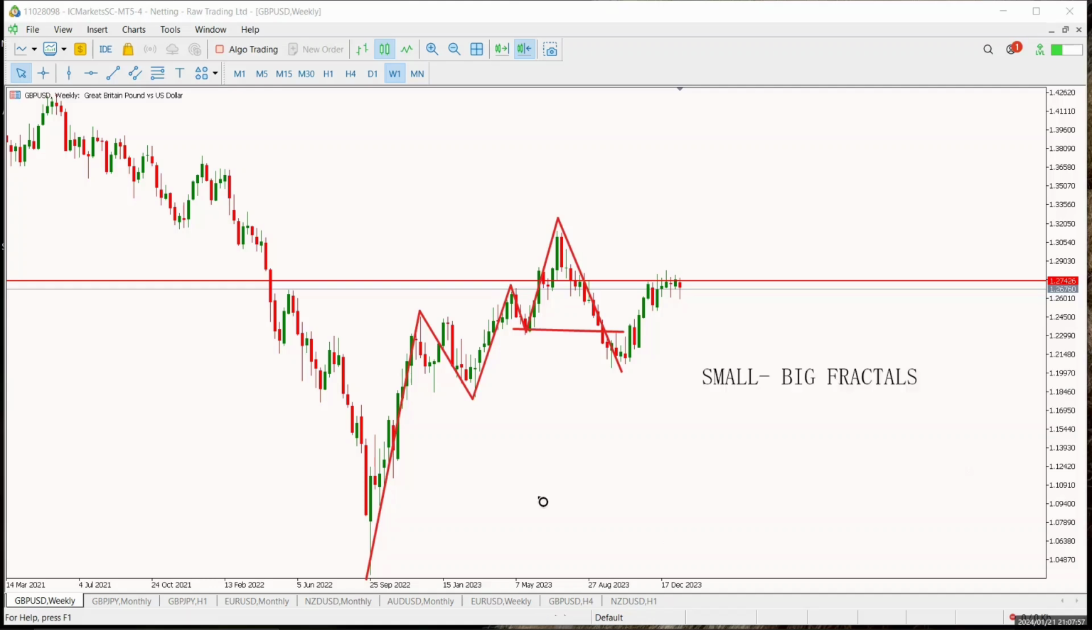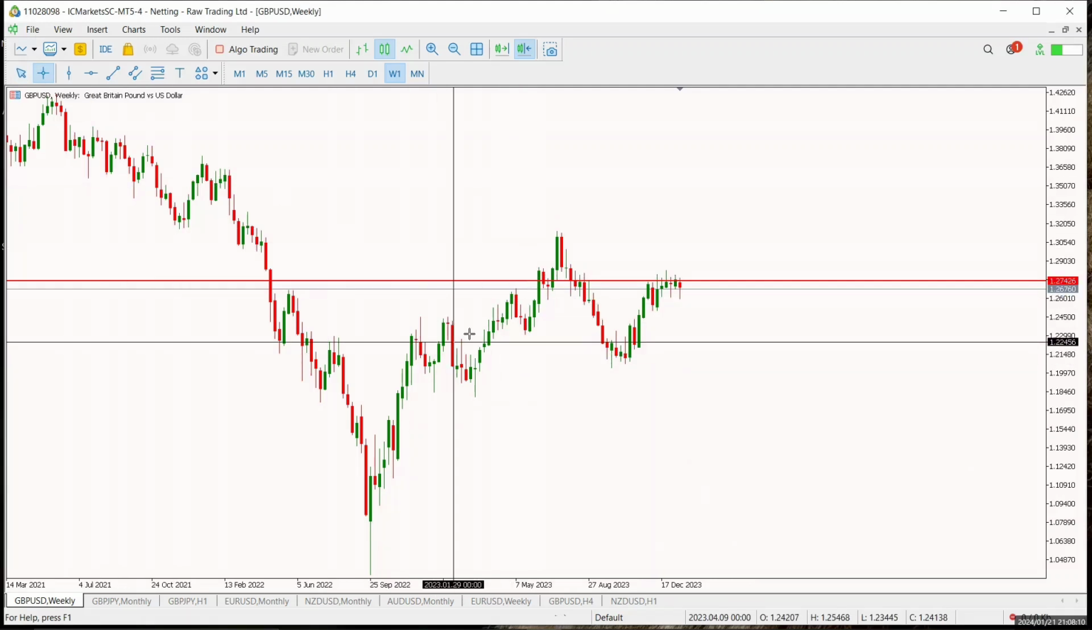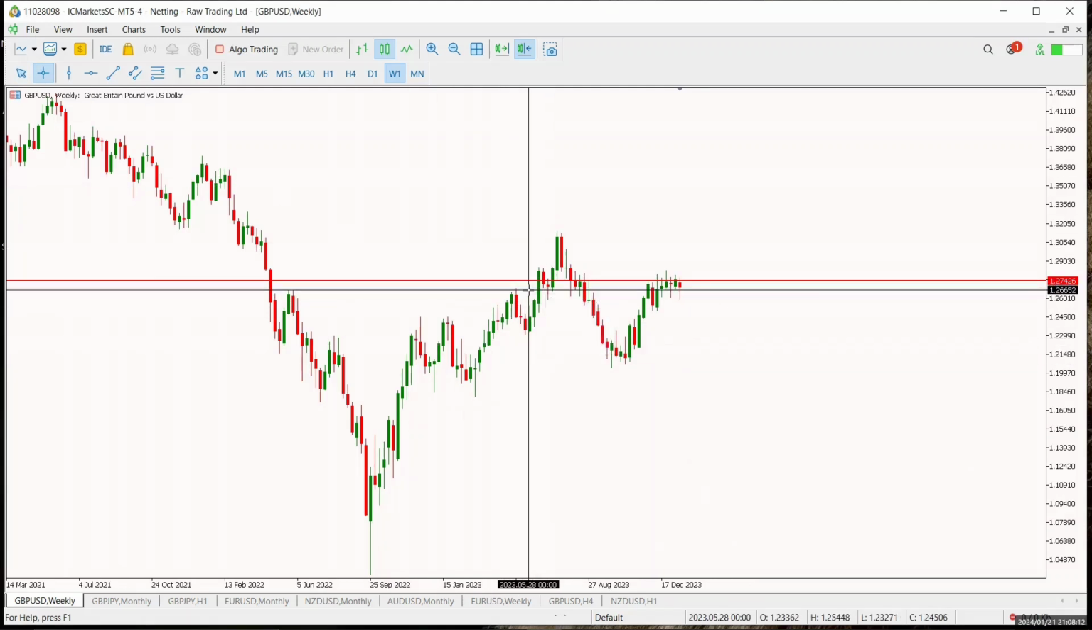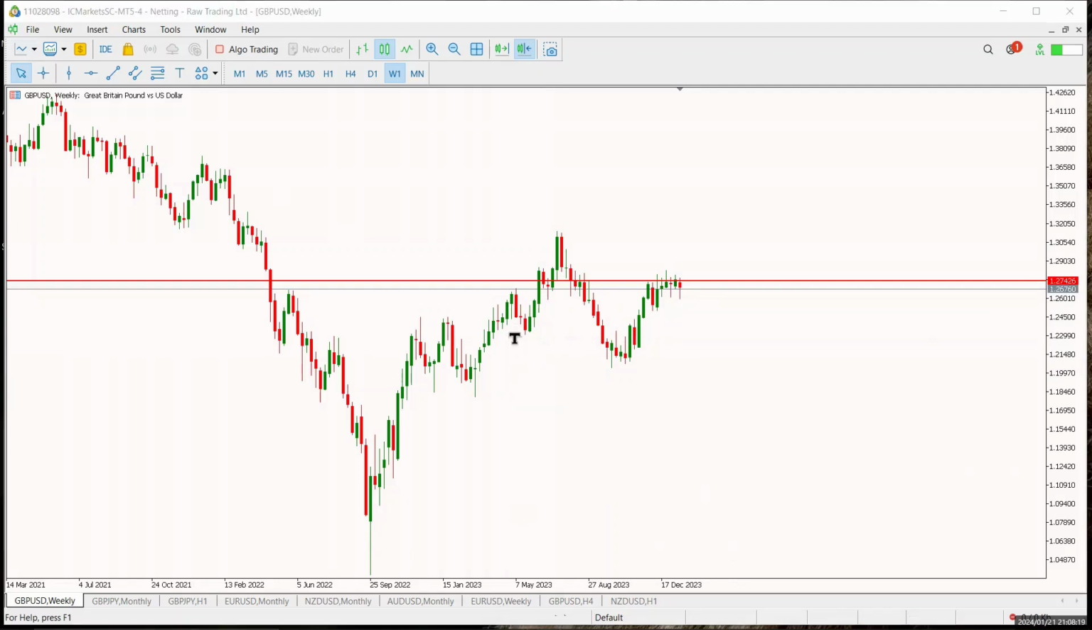So in this case, we saw a break of the fractal here. The break of the fractal happened here; it's the break of a small fractal. Remember, fractals are measured by the length of their exhaustion. If we bring our crosshair tool from the high here to the low, this is what? 358 pips.